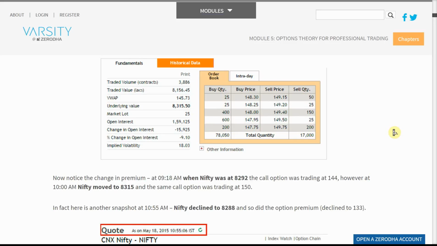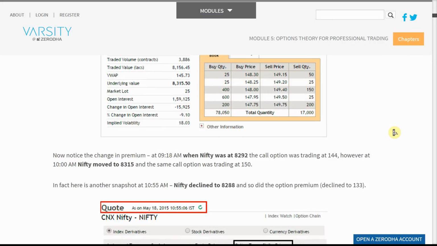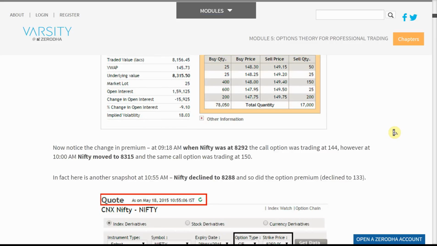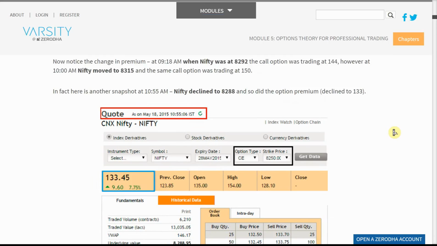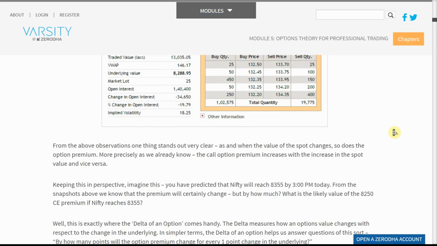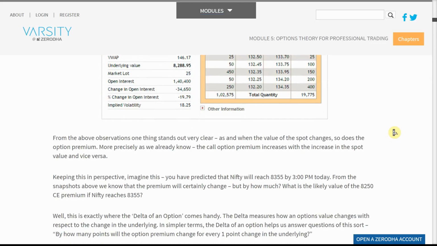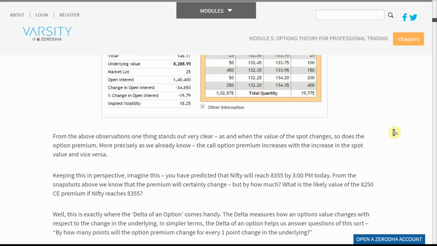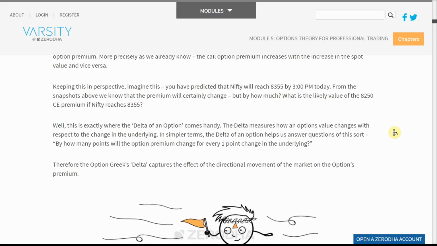More precisely, as we already know, the call option premium increases with the increase in the spot value and vice versa. Keeping this in perspective, imagine this: you have predicted that Nifty will reach 8,355 by 3 p.m. today. From the snapshots above, we know that the premium will certainly change, but by how much? What is the likely value of the 8250 CE premium if Nifty reaches 8,355? Well, this is exactly where the delta of an option comes handy.